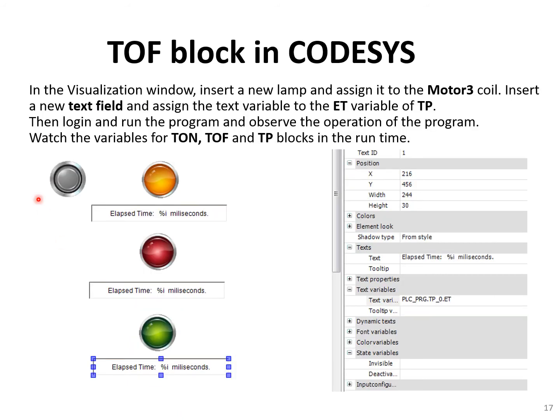In the visualization window, insert a new lamp and assign it to the motor 3 coil. Insert a new text field and assign the text variable to the ET variable of TP here, then log in and run the program and observe the operation of the program. Watch the variables for TON, TOF, and TP blocks in the runtime. Okay. So basically, this program helps you to understand how different timers work.